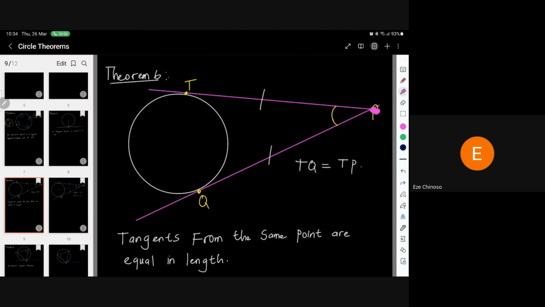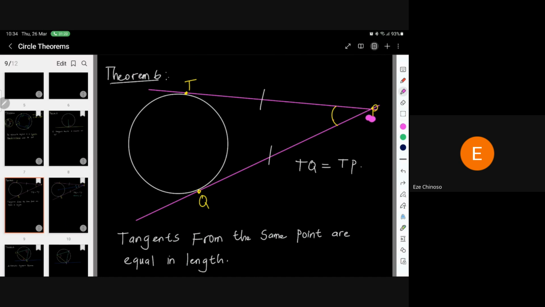So when they are coming from the same point, they are equal in length, right? So that's why I have this line here, that here is equal to here. So sometimes you're going to see this kind of shape. And when you see this kind of shape, remember, since they are coming from the same point, they are going to be what? Equal in length. They should and will be equal in length once ever you see that very point right here.